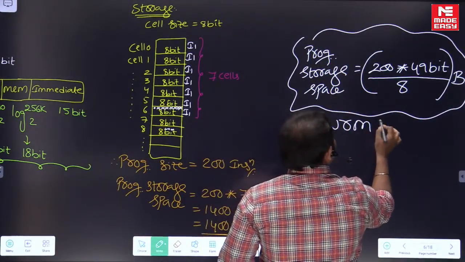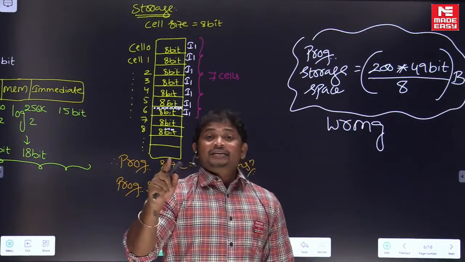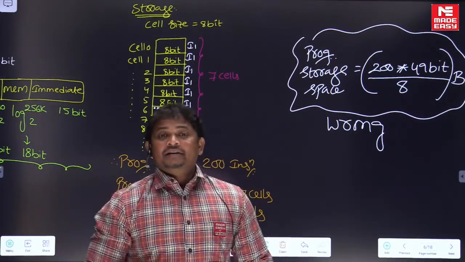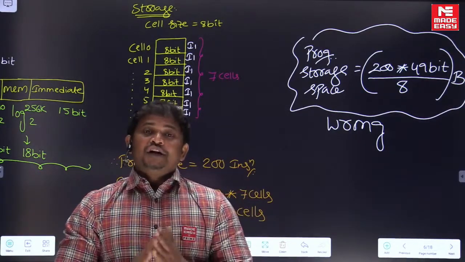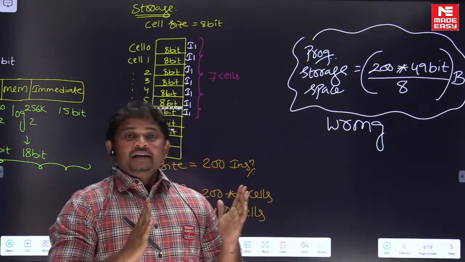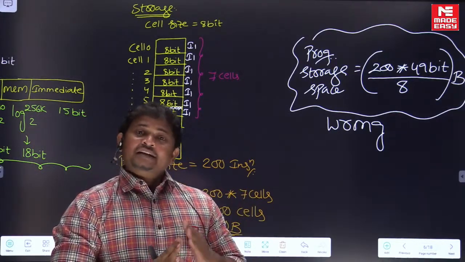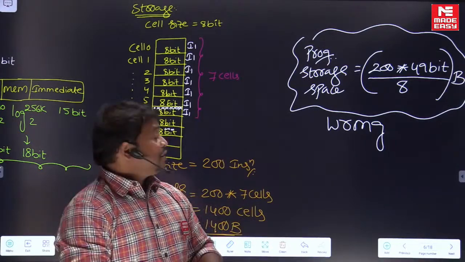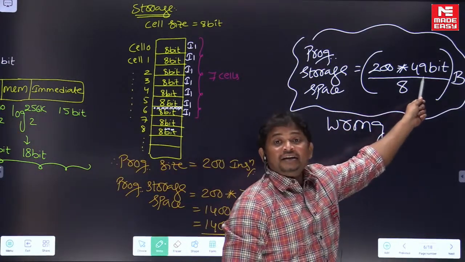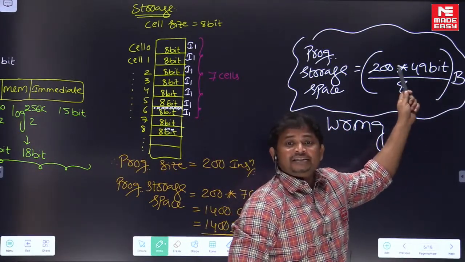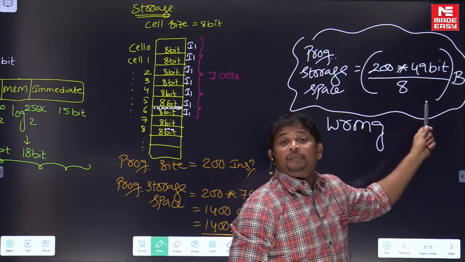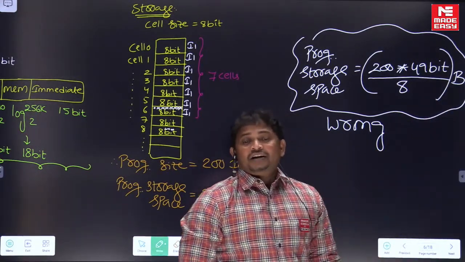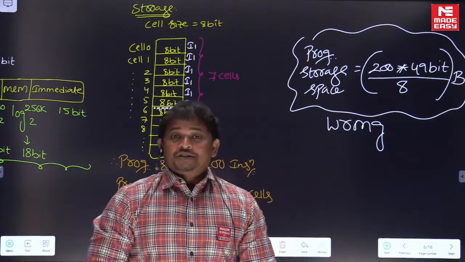Why is this wrong? Because the cell size is given in the question as byte. When the cell size is a byte, we allocate only 1 byte of storage space in every cell. But here you are treating every cell as 49 bits. That is the reason for 200 into 49 divided by 8 as total space. That is the student mistake.